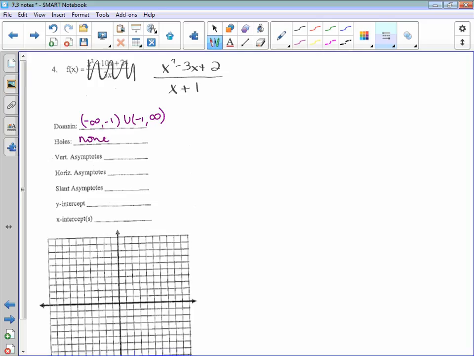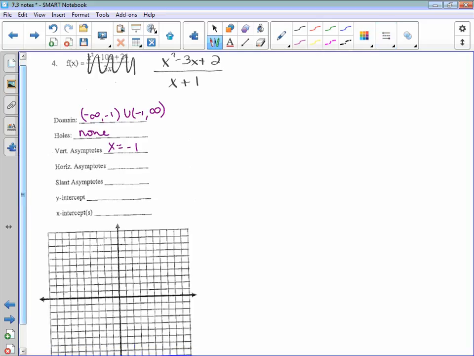All right, vertical asymptote. But vertical first. X equals negative 1, yeah. That's why I make you write the equation so that you know. I know that you know. Okay, do we have a horizontal asymptote or a slant?